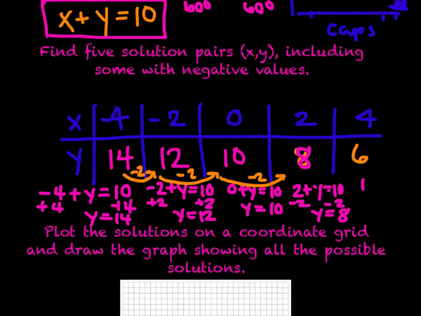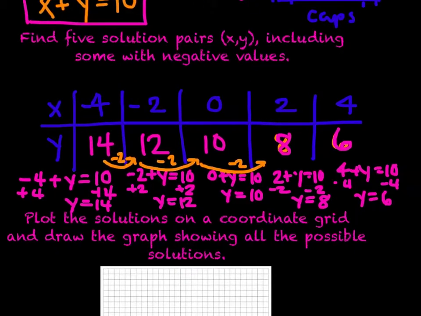As well, we have 4 plus y is equal to 10. We're going to subtract 4 from both sides, so we get y is equal to 6. Again, I am spot on with my prediction. So these are now ordered pairs.